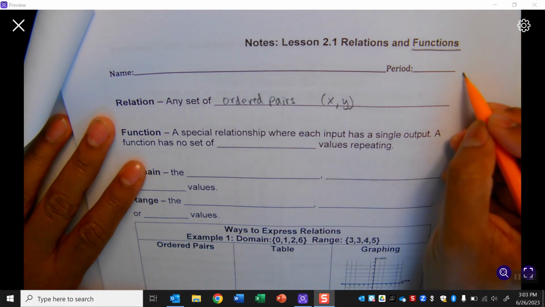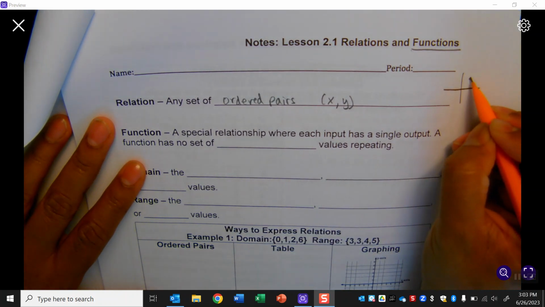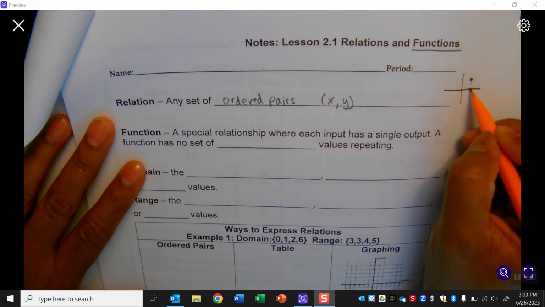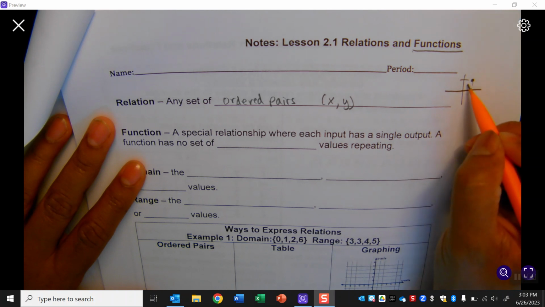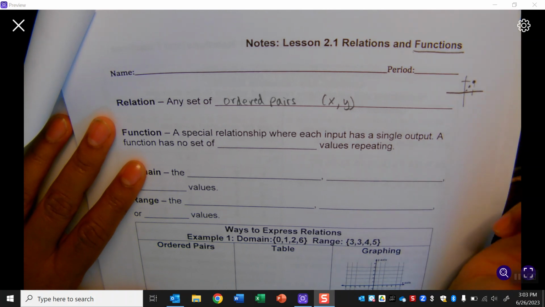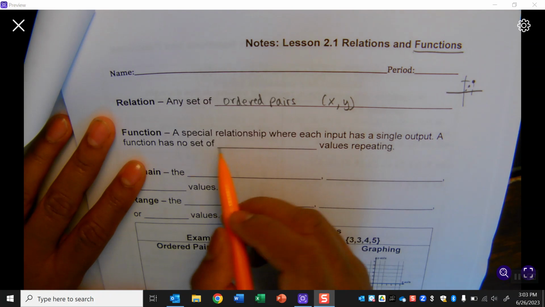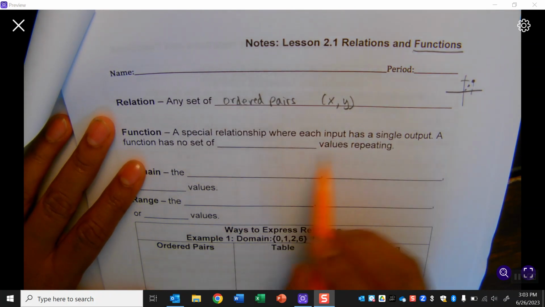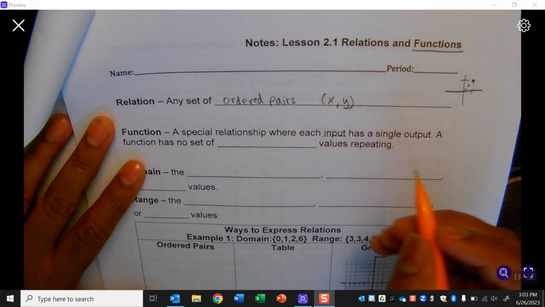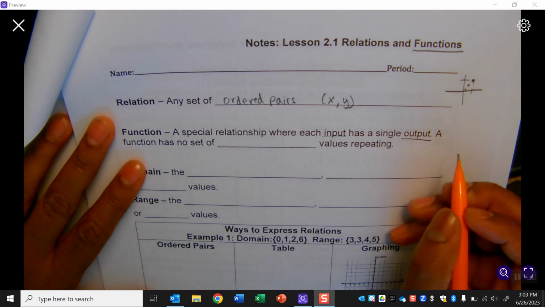You can think of it on a coordinate plane. So for example, this point right here, you have an x value, you have a y value. So that there is a relation. Not just one point, you can have many points, something like that. A function is a special type of relationship, okay, where each input has a single output, okay?